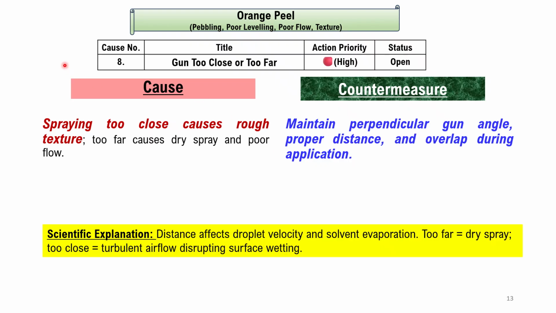Number eight probable cause could be gun too close or too far. Spraying too close causes rough texture, too far causes dry spray and poor flow. Distance affects droplet velocity and solvent evaporation. Too far is dry spray, too close is turbulent airflow disrupting surface wetting. Therefore, maintain perpendicular gun angle, proper distance, and overlap during application.